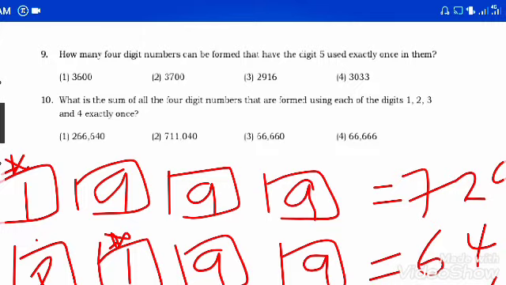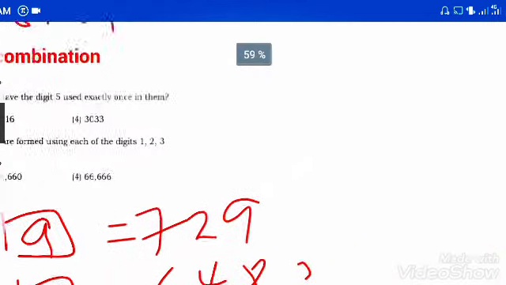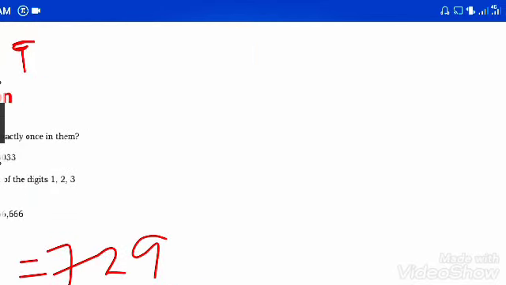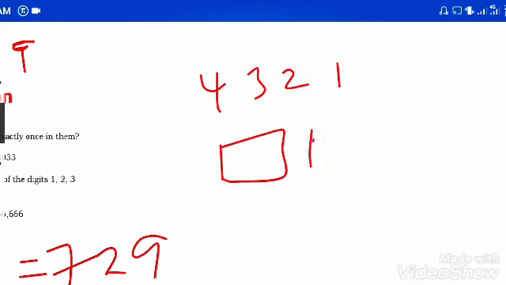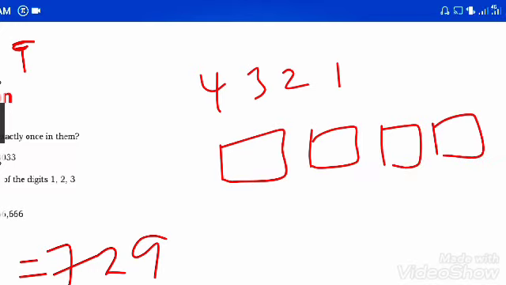Alright, the second one says, what is the sum of all the 4-digit numbers that are formed using each of the digits 1, 2, 3, 4 exactly once? Now there's something I want to explain here. We have 4 digits to play with. Now the 4 digits, they are 4, 3, 2 and 1, so we're using them just once, so that means repetition is not allowed. So the total number that we can form, the first box can be filled with 4.